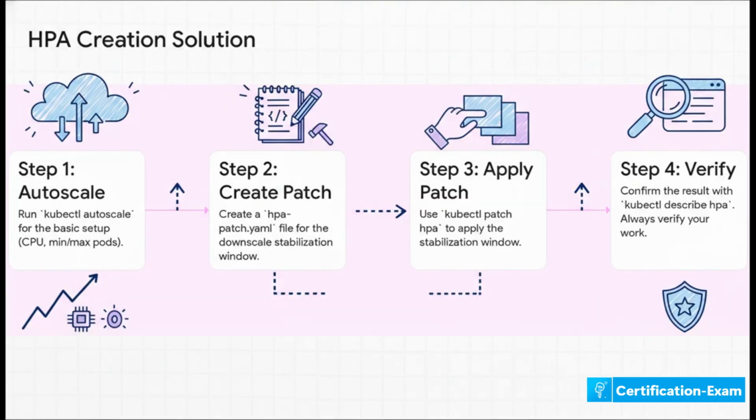And this is where efficiency really matters. The fastest way to do this is a 2-step process. First, you use kubectl autoscale to create the basic HPA. Then, you apply that special stabilization window using kubectl patch. And the last step? This one is non-negotiable. Always, always verify your work with kubectl describe hpa.